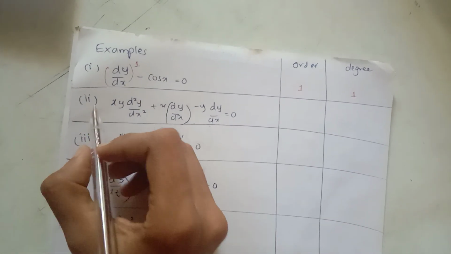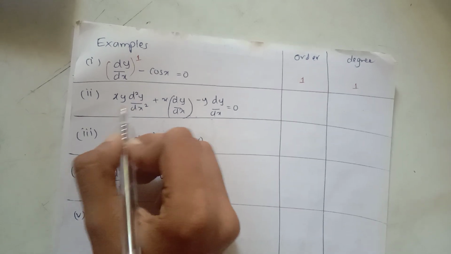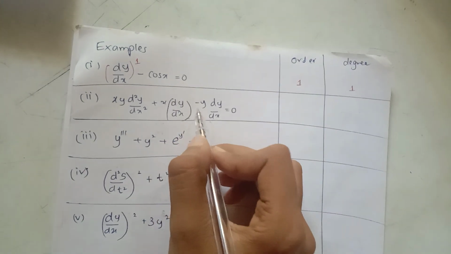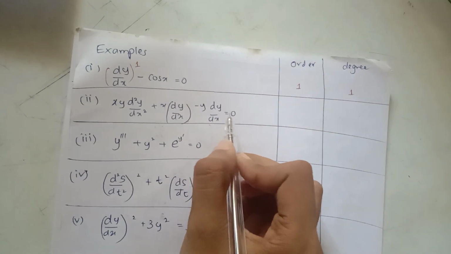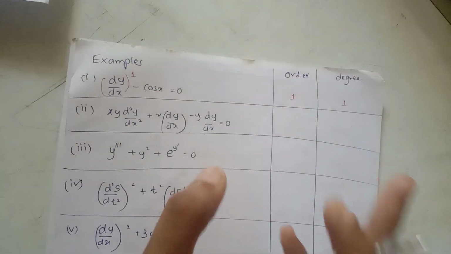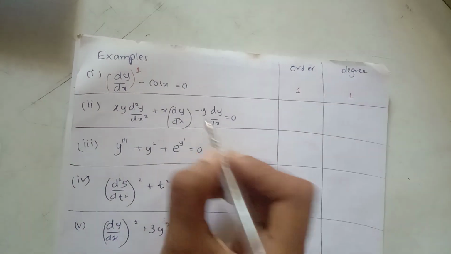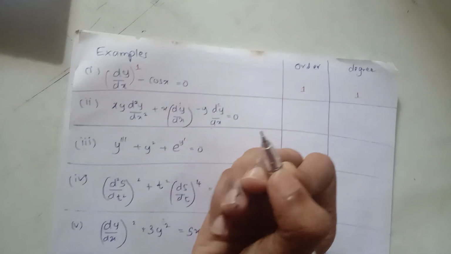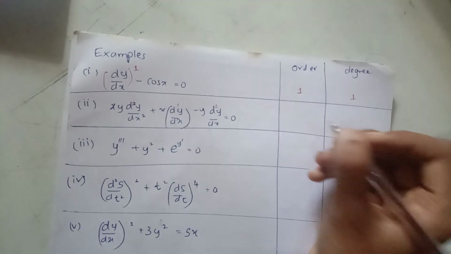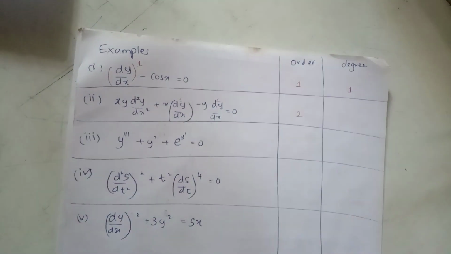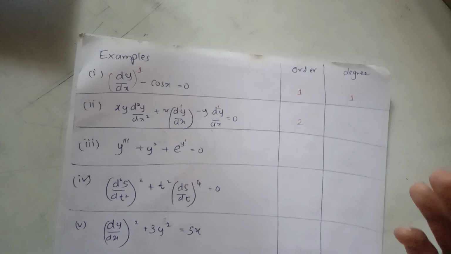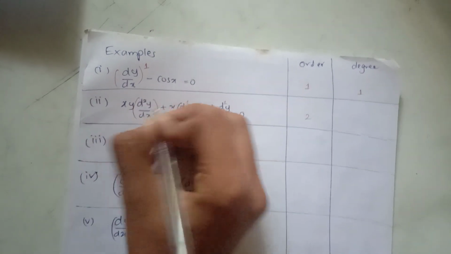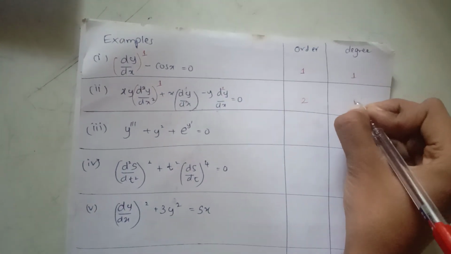Next one: xy d square y over dx square plus x times dy over dx minus y dy over dx is equal to 0. So what is the order? Order is the highest derivative. This is first derivative, this is first derivative, this is second derivative. So the highest derivative is 2, so the order is 2. And for degree, we consider the highest derivative term, which is this, and the power of it is 1, which means the degree is 1.